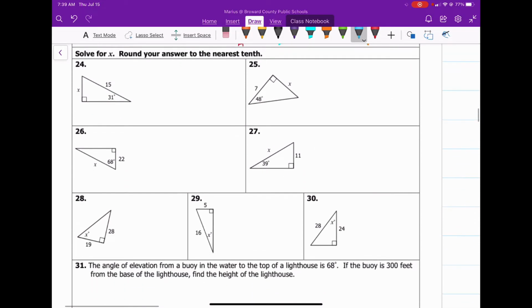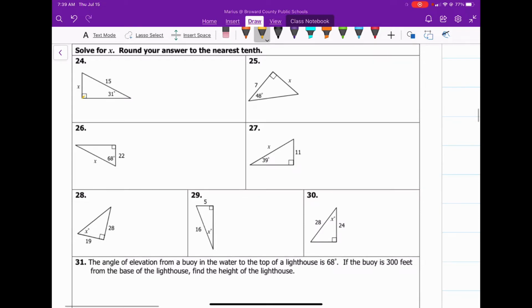The first thing we want to do with all of these triangles is at least label the hypotenuse. Hypotenuse, right?